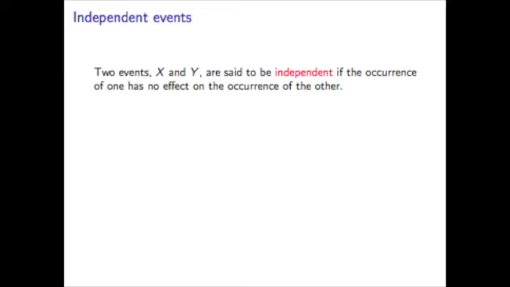Next, we need to talk about a very important definition in probability. We say that 2 events are independent of each other if the occurrence of one of them has no impact on the occurrence of the other. We might think of flipping 2 coins. The outcome of one coin flip has absolutely no impact on the outcome of the other flip.